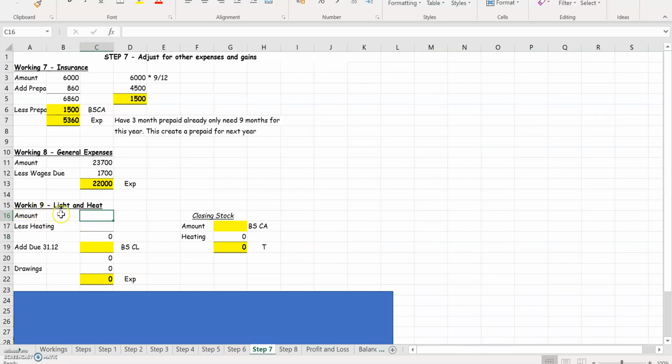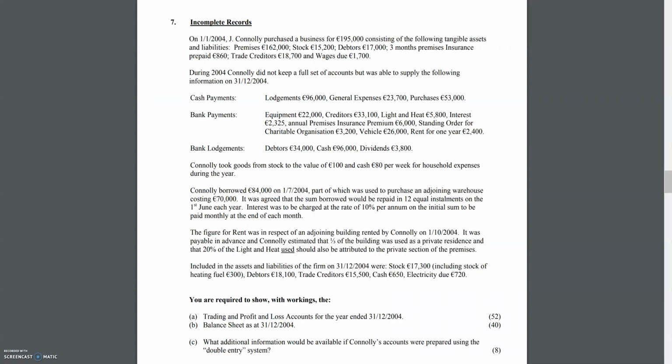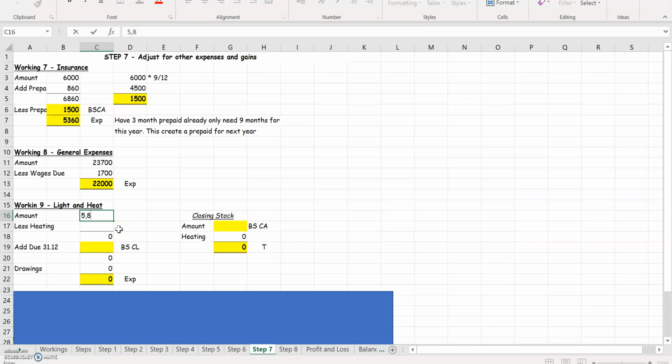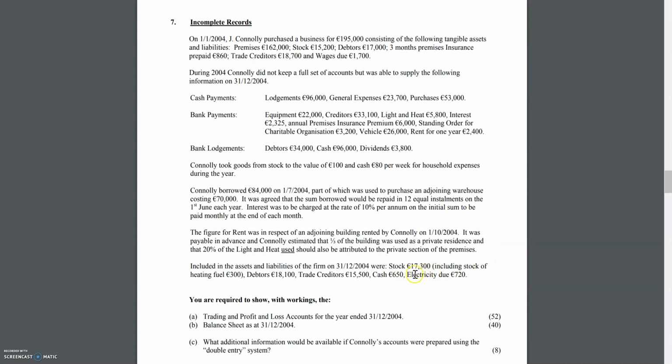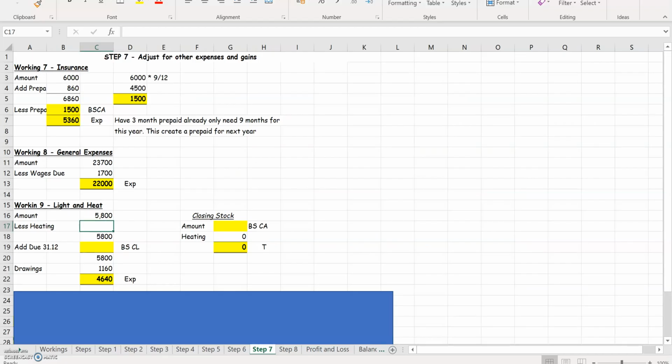So we've got our next working line, light and heat. The amount for light and heat is 5,800. We said we have some already left over that's included in our stock, and that's going to be stock of heating fuel. So we're going to take that away because we still have that. So we've got 300 left over. So now our light and heat is 5,500.